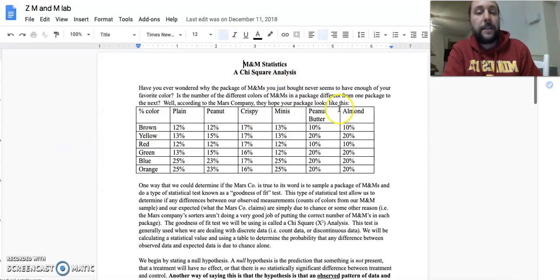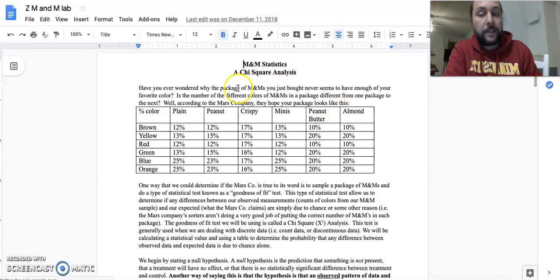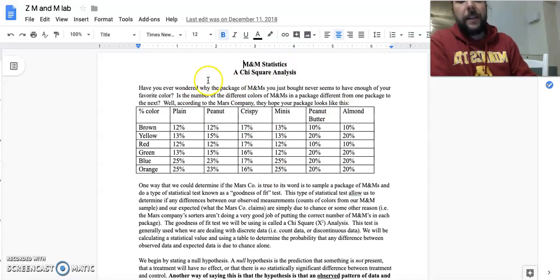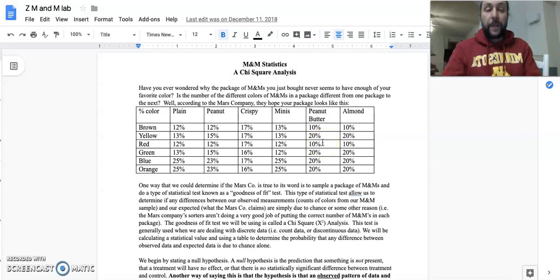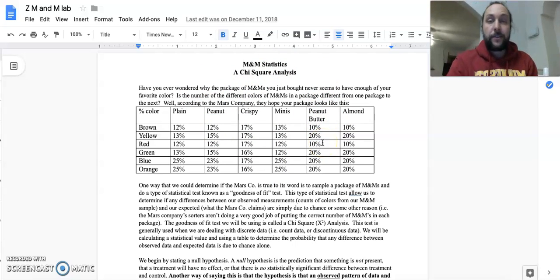You're looking at this M&M statistics and a chi-squared analysis. And you're going to need to read everything in here. There is a lot of text to read, but if you just start at the top and follow along, it should be pretty self-explanatory. It starts off with some data that comes from the Mars company about what we would expect to find in different kinds of bags of M&Ms.